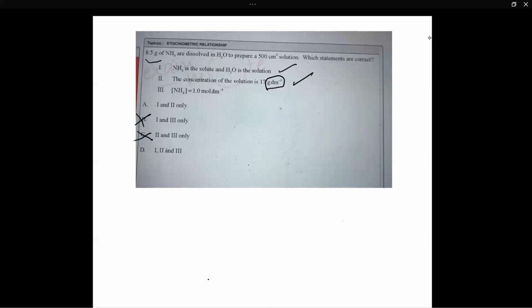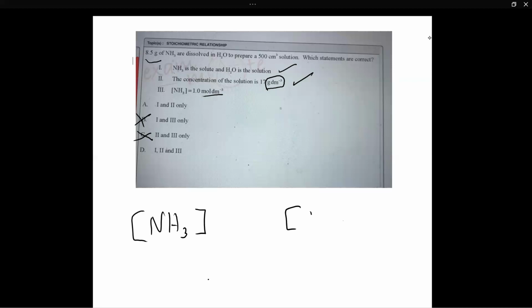And to determine that, we have to take a look at statement 3. Is 3 correct? Now, statement 3 also deals with the concentration of NH3, but in different units. Over here, we calculated the concentration in grams per decimeter cubed. Over here, they're asking us in moles per decimeter cubed. And you may be confused by this notation where they have written NH3 like this. When they write it in such square brackets, it means nothing but the concentration of a substance.